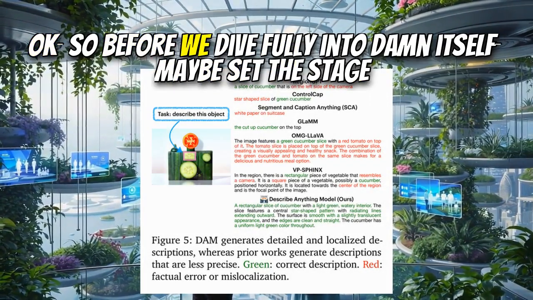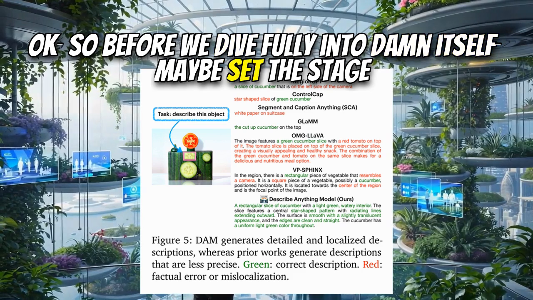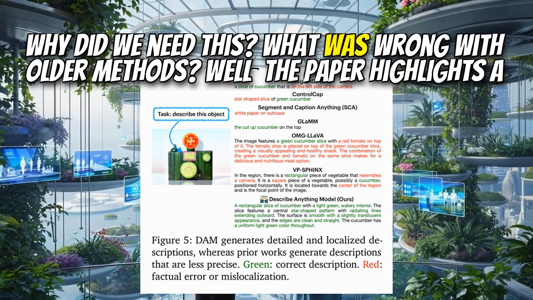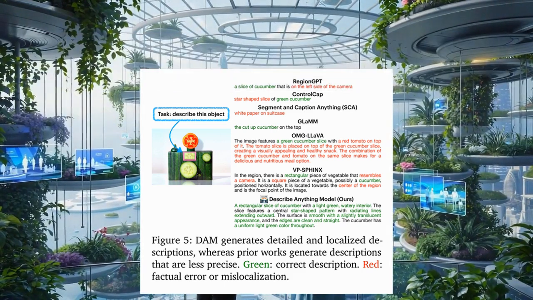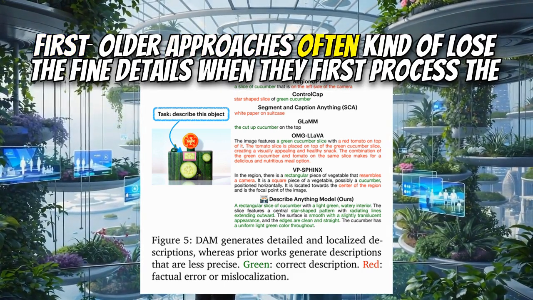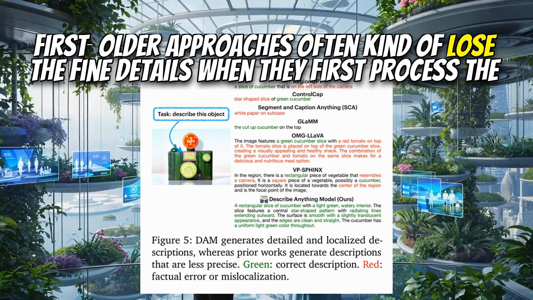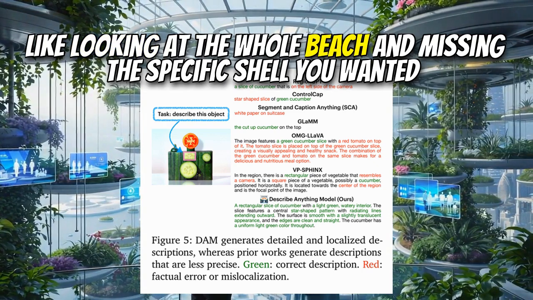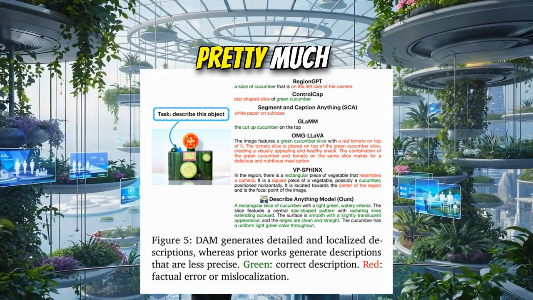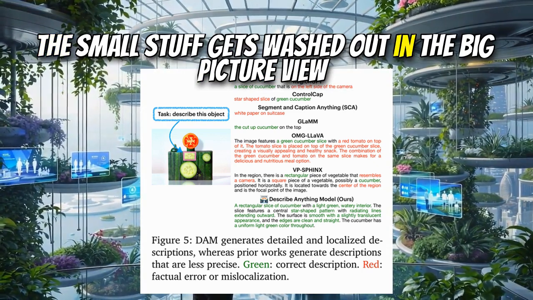Okay, so before we dive fully into DAM itself, maybe set the stage. Why did we need this? What was wrong with older methods? Well, the paper highlights a couple of main issues. First, older approaches often lose the fine details when they first process the whole image. Like looking at the whole beach and missing the specific shell you wanted? Pretty much. Yeah. The small stuff gets washed out in the big picture view.